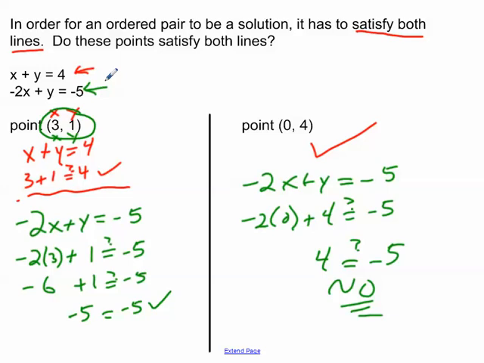So there's the way that we would check and double check to make sure that a solution is actually a solution to a system of equations.